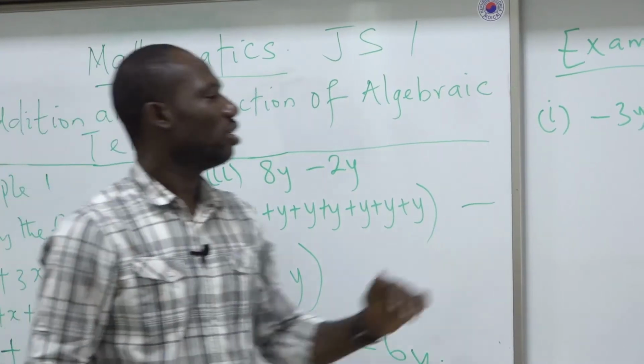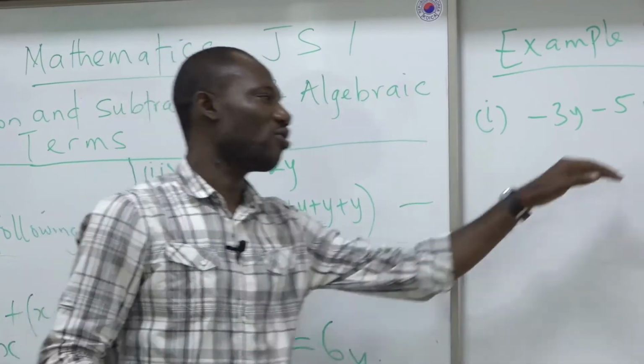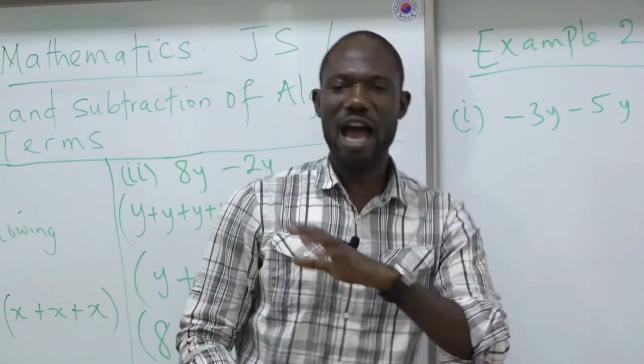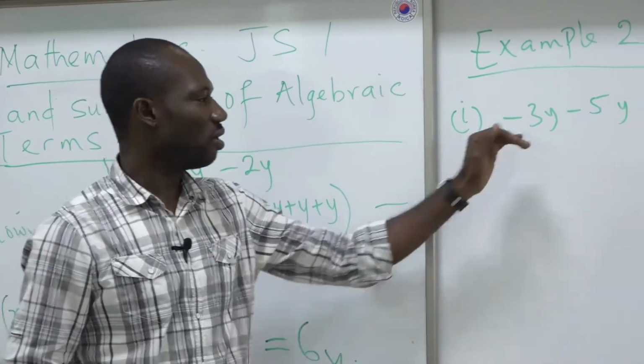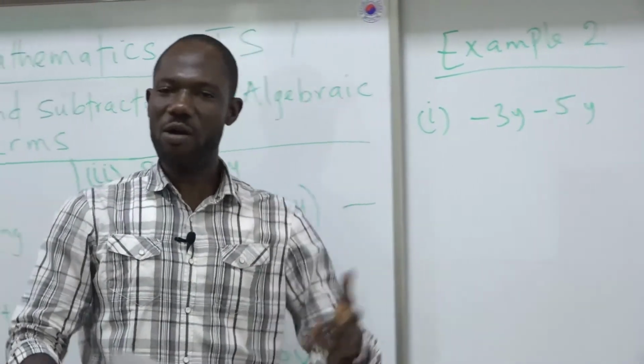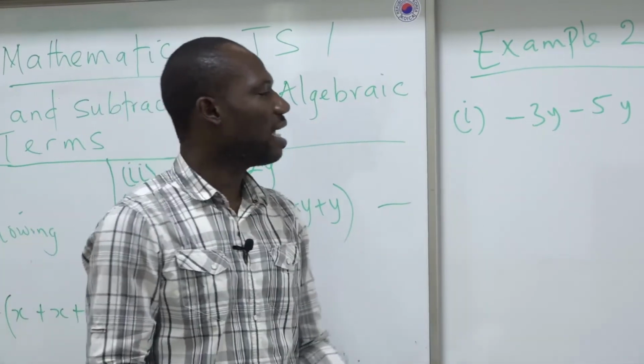It's like saying you are owing 3 naira and you are owing 5 naira. How much are you owing? You are owing 3 naira, you are owing 5 naira. How much are you owing? But then let's move on.